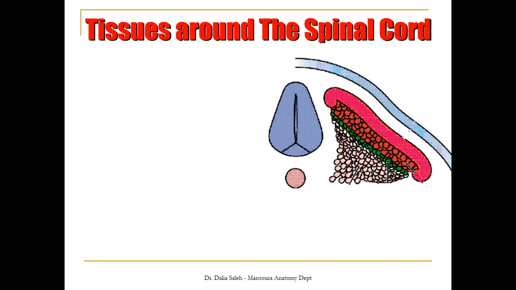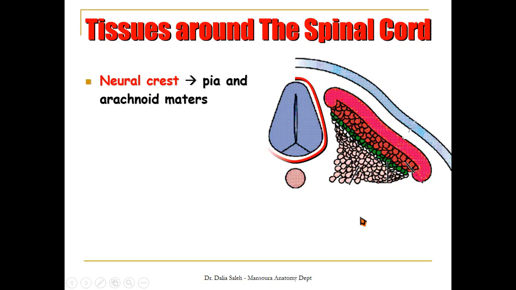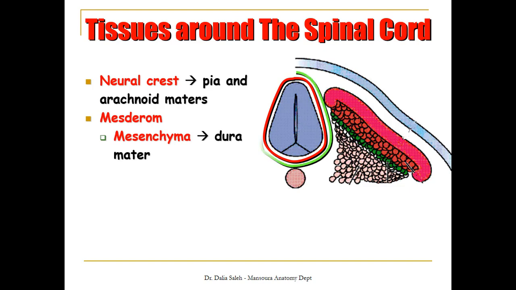If we want to learn how these tissues develop, let's look at this diagram. This is the notochord, this is the neural tube, this is the surface ectoderm, and on each side of the spinal cord we have the somites, right? The neural crest cells will first form 2 of the layers surrounding the spinal cord, the pia and arachnoid maters, while the mesoderm surrounding the neural tube will give us the dura mater.